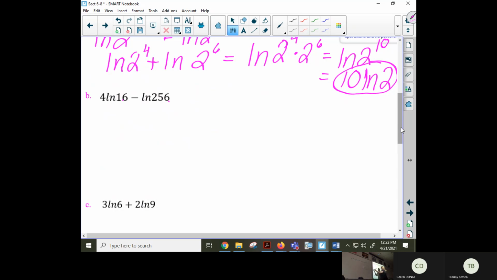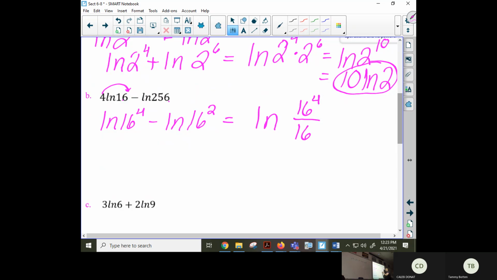Okay? So let's rewrite this, putting these numbers, or that 4, as our power. So we have natural log of 16 to the 4th minus natural log, and what if we say 256 we can write as 16 squared. Now we're ready to put those together. How do you undo subtraction? Division. So what we would have there is natural log of 16 to the 4th divided by 16 squared.